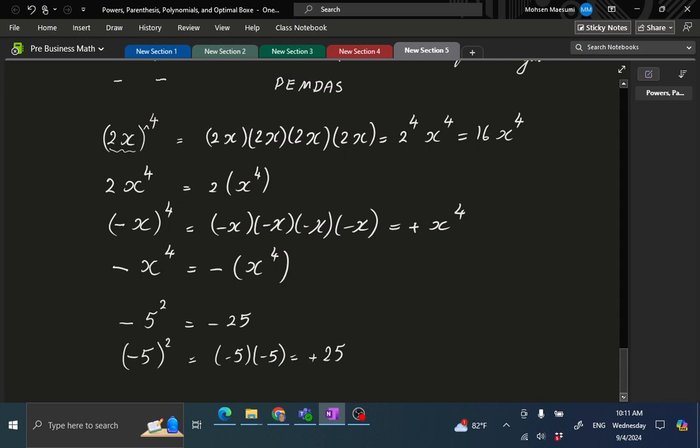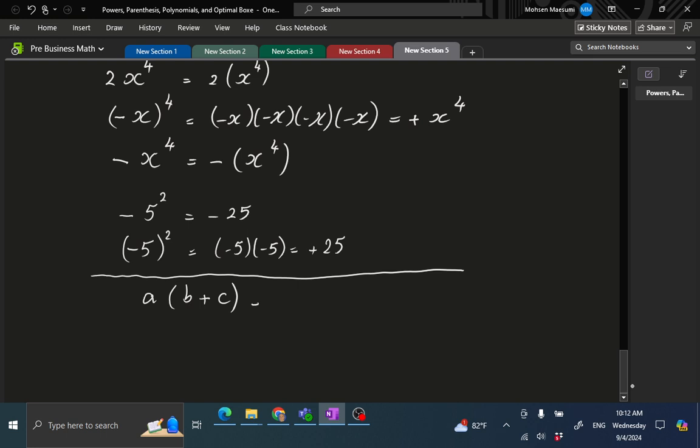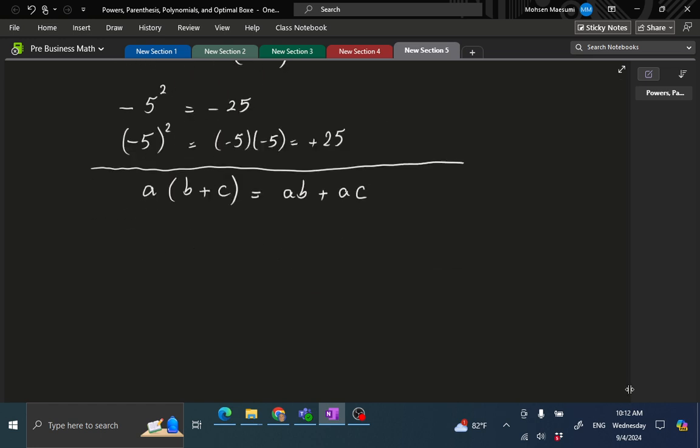So let's state a very important rule that we keep using, which is the distributive law. If you have a number times the sum of two other numbers, then you can carry out individual multiplication and then add them up. Here is another version that comes up quite often.